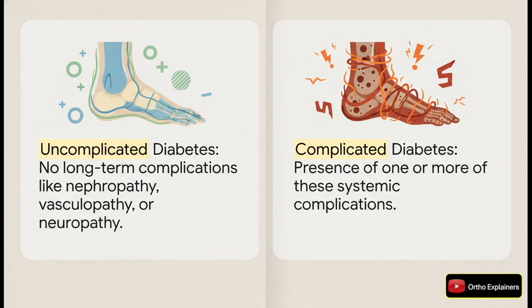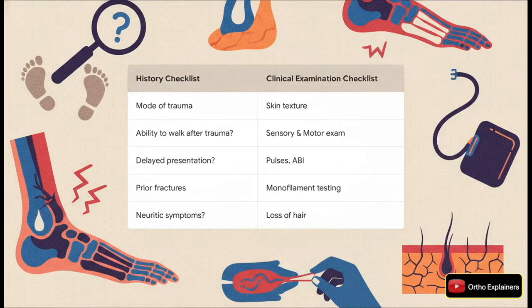Making that one distinction will completely change your entire treatment algorithm. It's that important. So how do we make that distinction? Well, a thorough history and a really good clinical exam are absolutely paramount. We have to be detectives here.